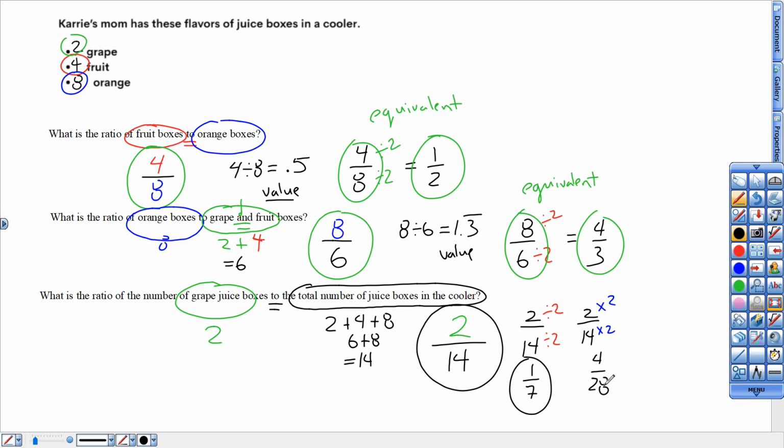All right, and again, if you wanted to find that value, 2 divided by 14 on my calculator, always the top number divided by the bottom, gives me 0.14, it looks like, about. That is the value. Last word is plain. Plain. Good luck. Talk to you in a bit.